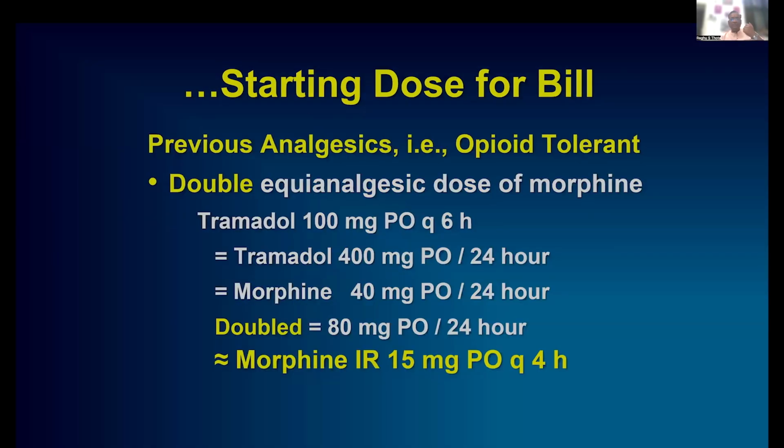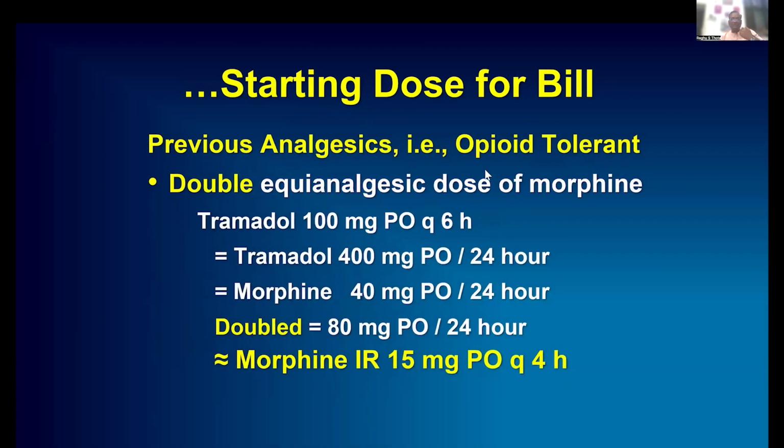Okay. As for the starting dose for this patient, he was already opioid tolerant because he was taking tramadol 100 milligrams every 6 hours.